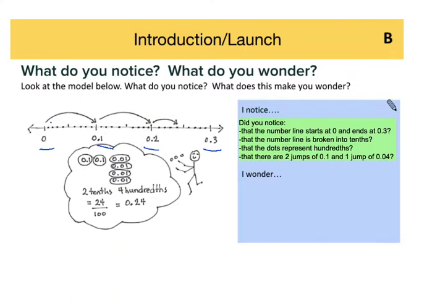What did you wonder? Did you wonder why 24 hundredths is equal to 2 tenths and 4 hundredths, writing them both different ways, how they're equal? Did you wonder what would happen if you added 1 whole to the number? Those are some great questions. Let's go ahead to the next slide.